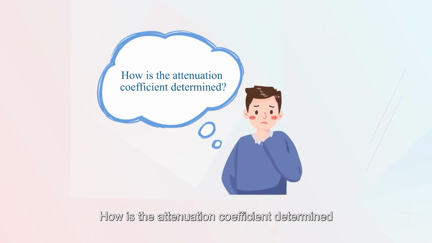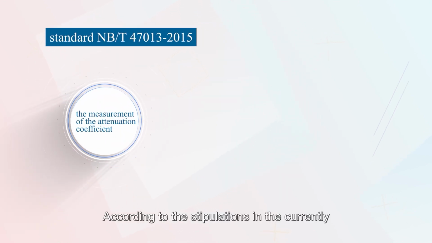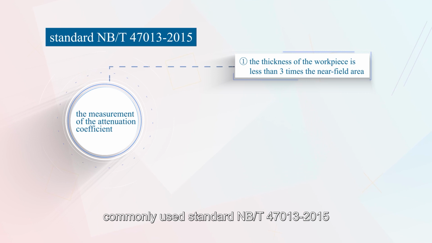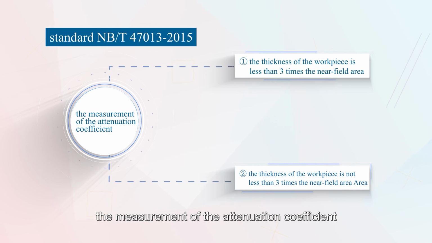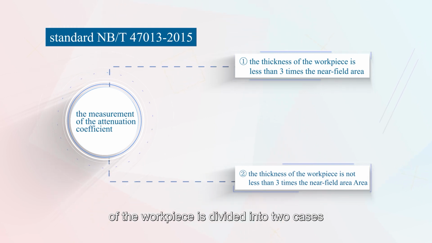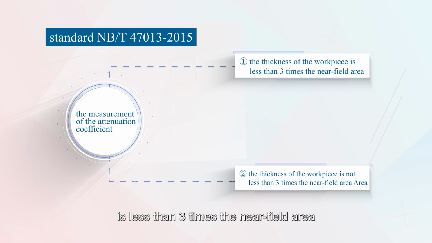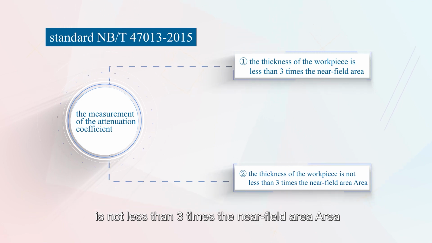How is the attenuation coefficient determined? According to the stipulations in the currently commonly used standard NB/T 47013-2015, the measurement of the attenuation coefficient of the workpiece is divided into 2 cases. One is that the thickness of the workpiece is less than 3 times the near field area, and the other is that the thickness of the workpiece is not less than 3 times the near field area.